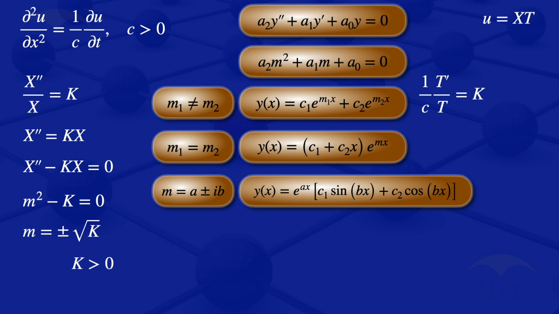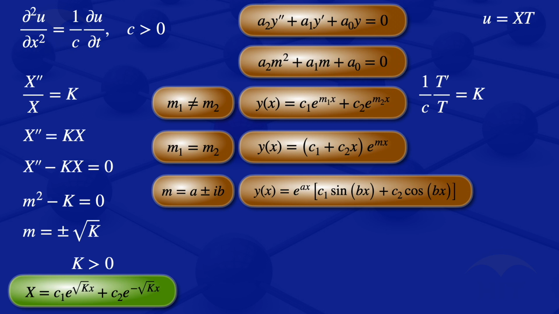If k is greater than 0, then we would have two distinct roots, plus or minus root k. So our solution will be of this form. We would have that our x equals c1 exponent of root k multiplied by x plus c2 multiplied by exponent of minus root k multiplied by x.